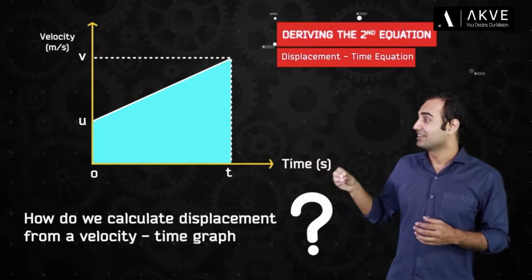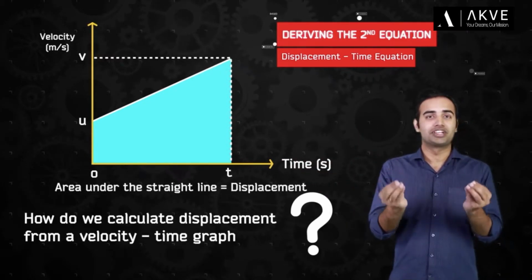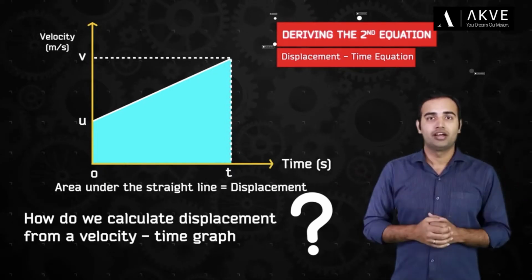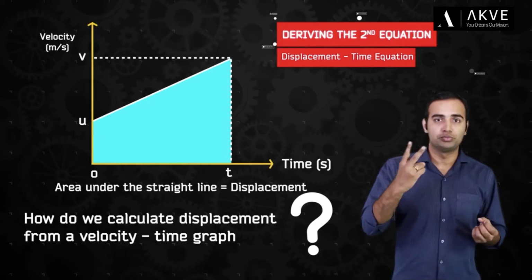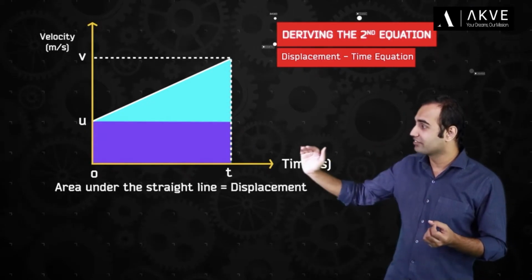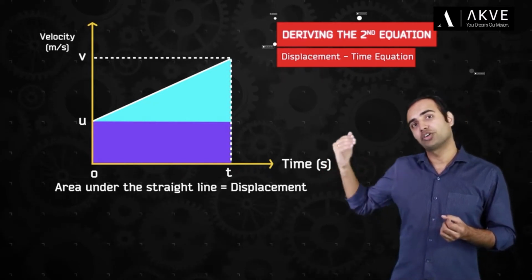So in this case, the area under the straight line that represents this object's motion would give us the value of displacement. Now for the ease of calculations, we'll divide this area into two parts. One would be the area of the rectangle at the bottom, and the second would be the area of the triangle on top of it.